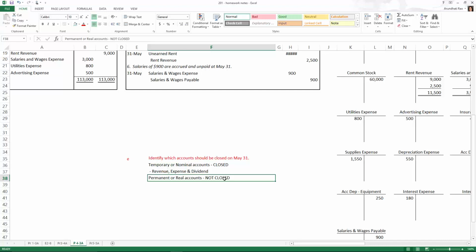If you do your closing entry and you again update all your T accounts and prepare a new trial balance, that's referred to as the post-closing trial balance. And in a post-closing trial balance, you should have only permanent accounts, which is assets, liabilities, common stock, and retained earnings.